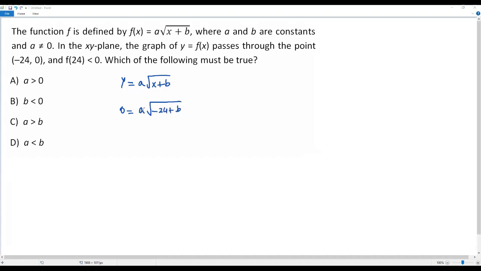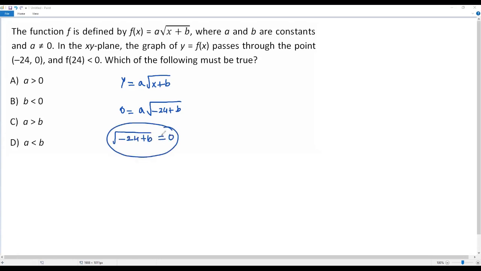Okay, here we get the result. The product of two values, a and this one, equals 0. Whenever the product of two values equals 0, one of the values has to be 0, or both of them may be 0. There is an information in the question that a is not equal to 0. That is, in these two values, a is not equal to 0. Then the value of this one must be equal to 0, so that the product is equal to 0. So that is square root of -24 plus b equals 0.